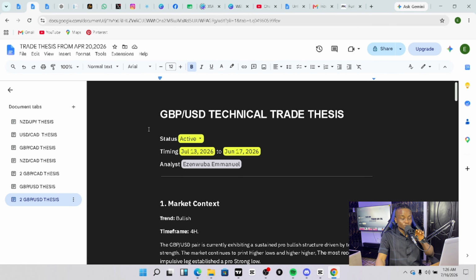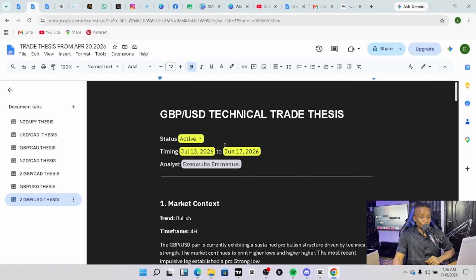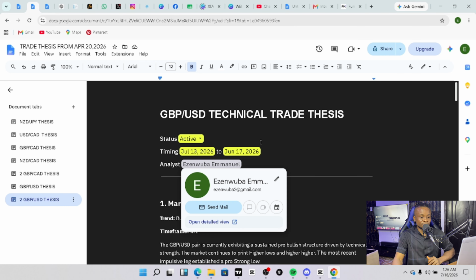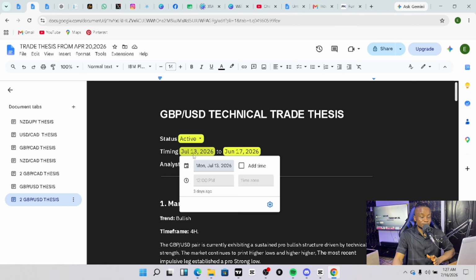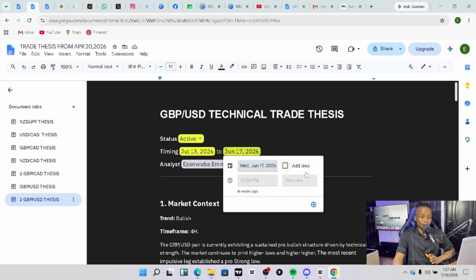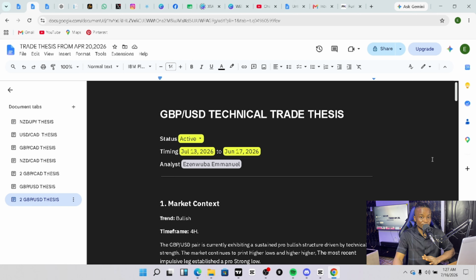So here we are on our trade thesis. If you look at the left, you can see that these are the trades we've been taking for, I think, 3 months now. So this is the current GBP trade we are currently discussing. This is the GBP USD technical trade thesis. It's active, although it has concluded, but here it still says active. The time when we executed this trade was 13th of June. We've not put the end date, we'll do that together after this video.